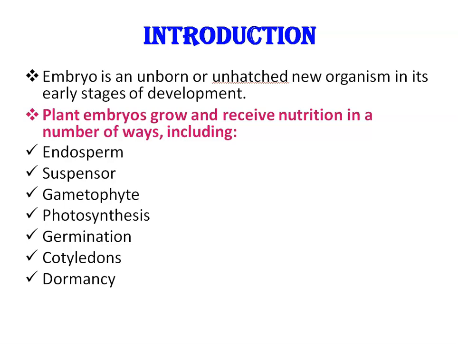Plant embryos grow and receive nutrition in a number of ways, including from endosperm, suspensor, gametophyte, or through photosynthesis, germination, cotyledons, dormancy, or nutrient balance, etc.